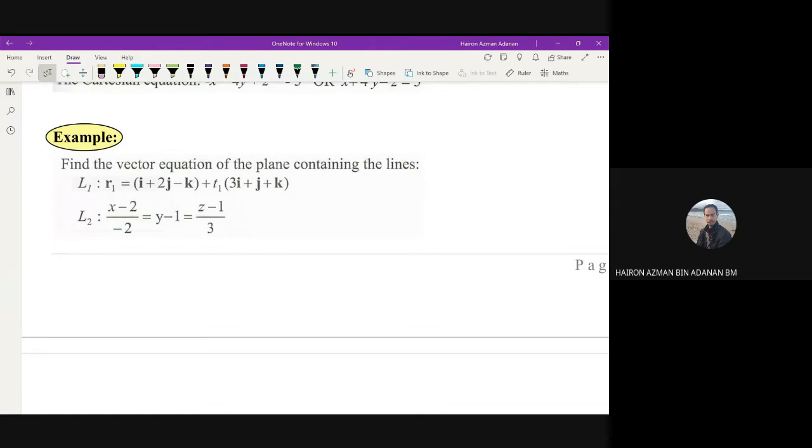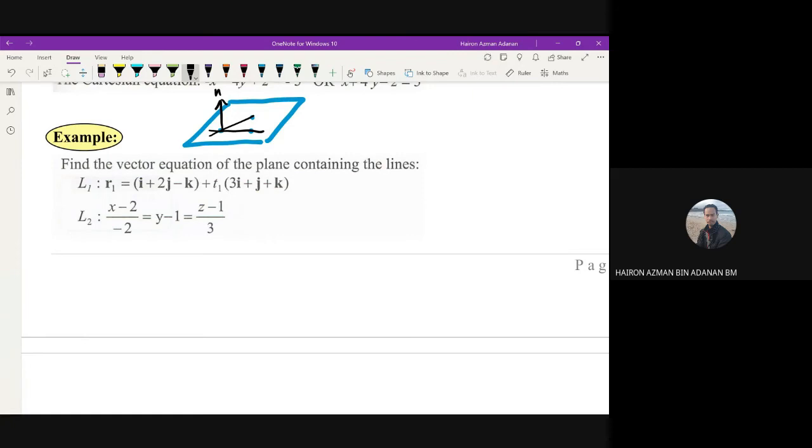Tak ada kan? Okey, tak ada. Tadi dia bagi titik dekat plane. Dekat plane, dia bagi 3 titik. So, you kena dapatkan vektor, then baru dapat dia punya normal.